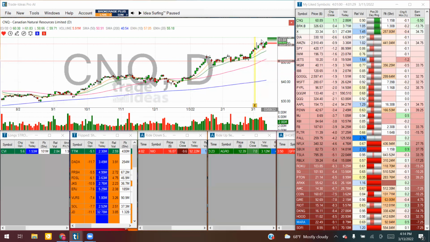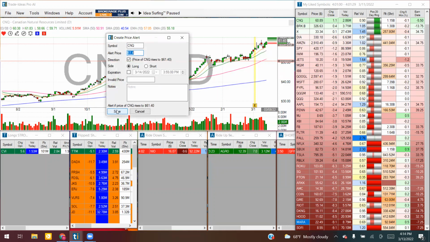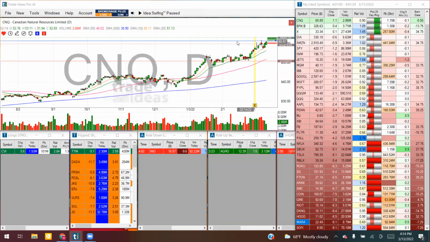But if I was looking to get into it, I'd probably set a price alert for that recent high, as you see, and see if it wants to take out that recent high. If it does, it could definitely have a continuation. It very well might pull back. And if it does pull back, I'd be very interested in this stock if it pulls back close to the 20 SMA on another bounce. Now, I wouldn't guess that it's going to bounce.